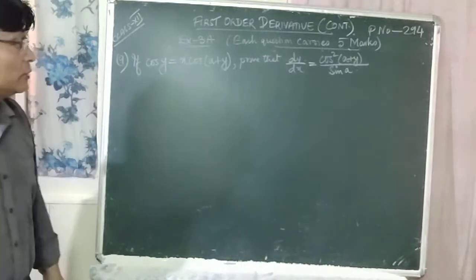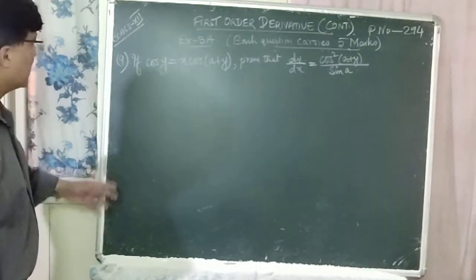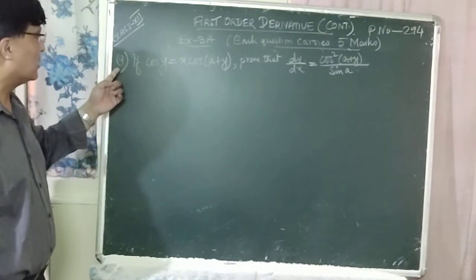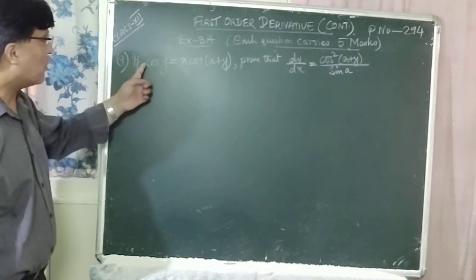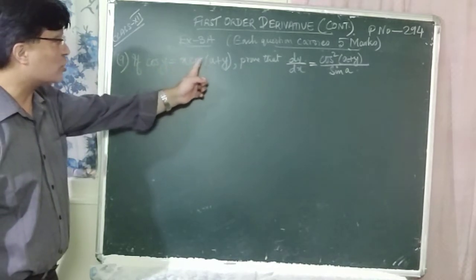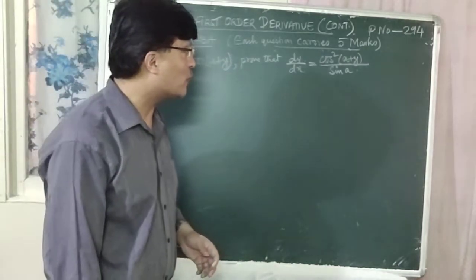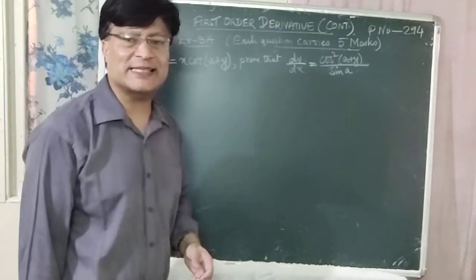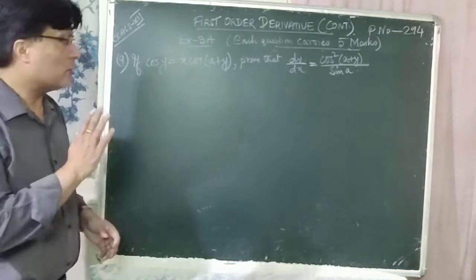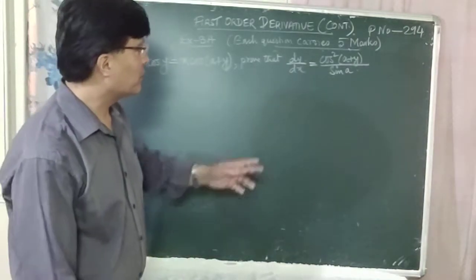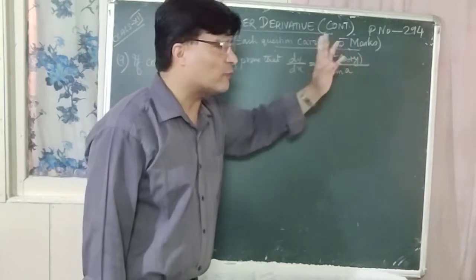So now we'll do the next question. Question number 9, sorry. It is question number 9. If cos y is equal to x cos of (a plus y), prove that dy by dx is equal to cos square (a plus y) divided by sin a.